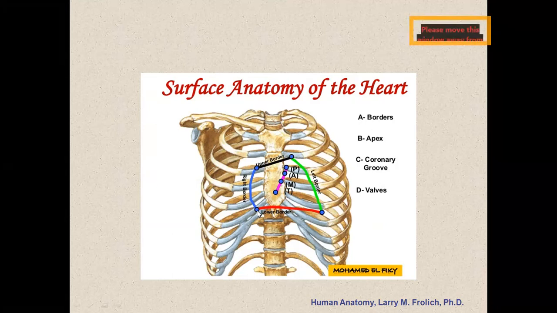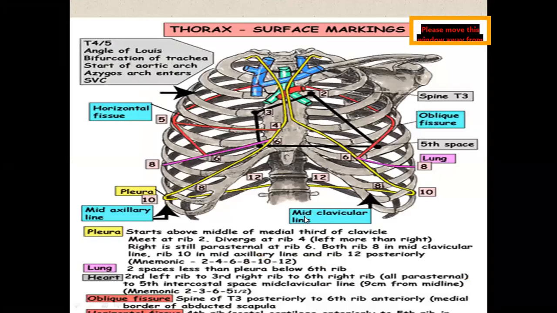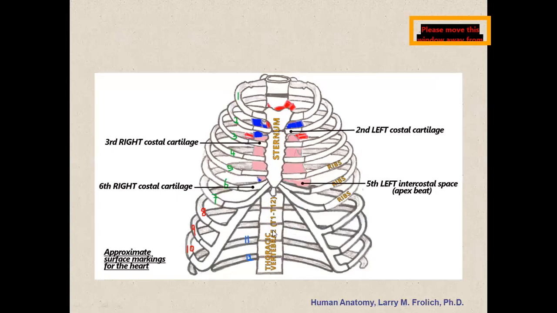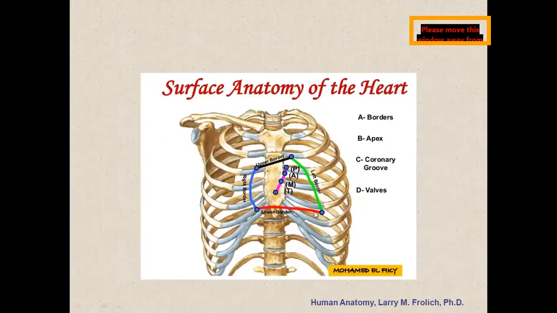From the sixth rib, if you draw a line moving up to the fifth intercostal space, that makes the inferior border. From there, if you join the line back to the second rib, that makes the left border. Okay, so this is the outline of the heart. You have to join these borders to create the surface marking of the heart.